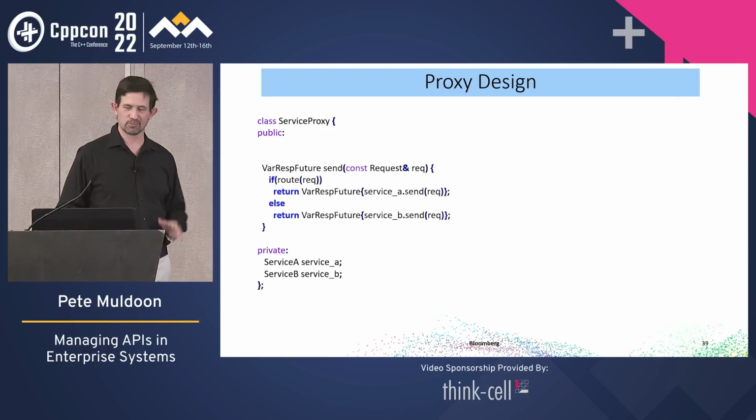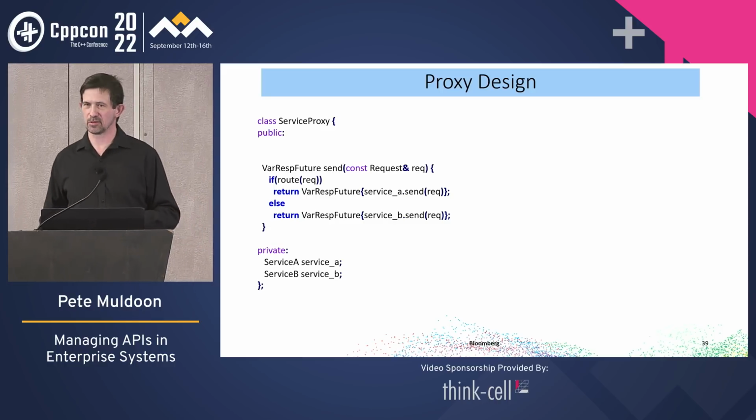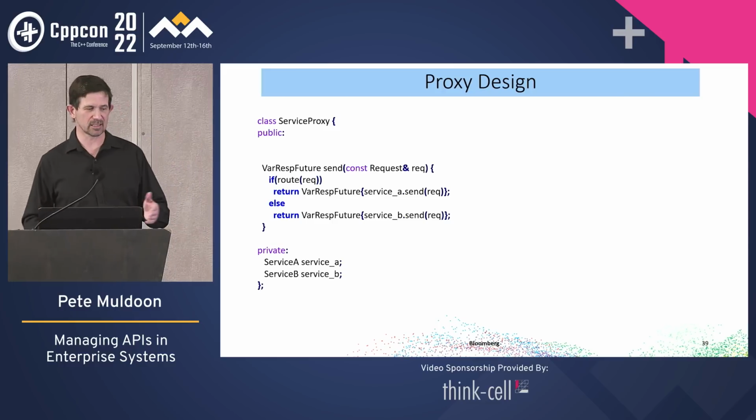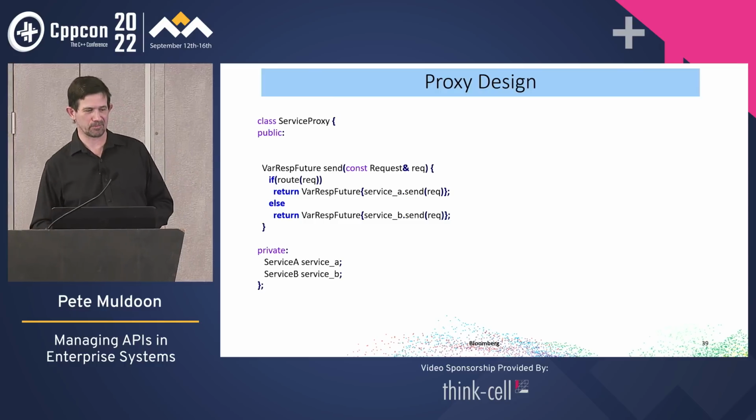Send function, right? We don't need routing. That's hidden away. So I have a send function. It's going to look just like my service, right? It has a send function, takes a request, and returns this thing called a var rest future, and I've encapsulated all the routing inside of here.